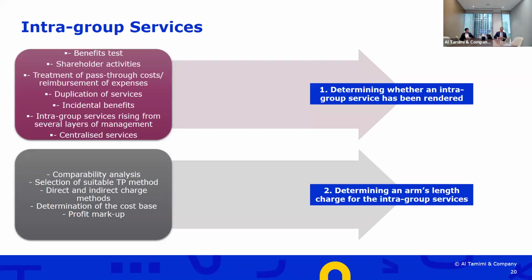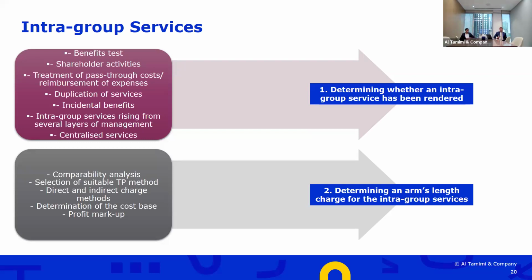In terms of intragroup services, there are two key questions. The first one is whether these services have been rendered, have been provided or not. The answer to this comes from what we call the benefit test. Someone needs to conduct a benefit test and see if the recipient of the services has actually received the benefit or not. Within that question, there are a lot of things that someone needs to consider, such as duplication of services, incidental benefits, as well as shareholder costs, and the treatment of all of these different elements.